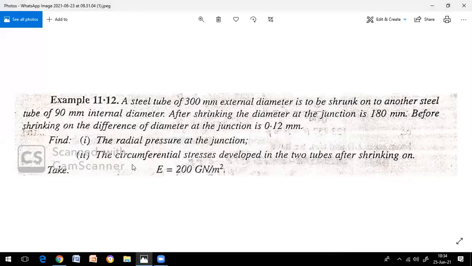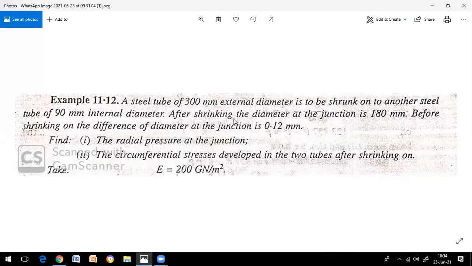And next, the circumferential stresses developed in the two tubes after shrinking on. So after shrinking, what are the circumferential stresses in the two tubes? Two tubes in the sense outer tube and inner tube. For every tube there will be an outer radius and inner radius, isn't it? So for the inner tube also you will have an inner radius and outer radius. Young's modulus was given as 200 giganewton per meter square, which is steel material. So this is the problem given.